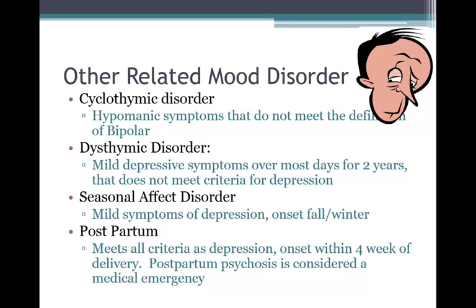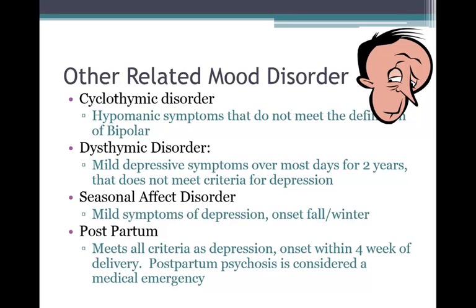to get this diagnosis. Dysthymic disorder is depressive symptoms, but they're mild. Again, the depressive symptoms are not severe enough for the person to be diagnosed with depression. And again, this must be going on for 2 years or more to get this diagnosis.